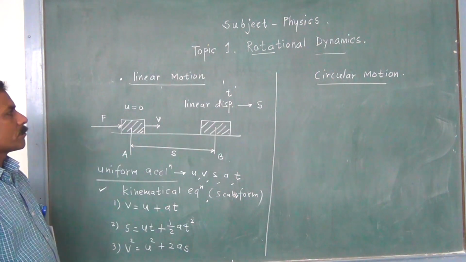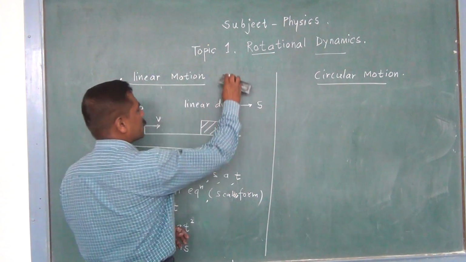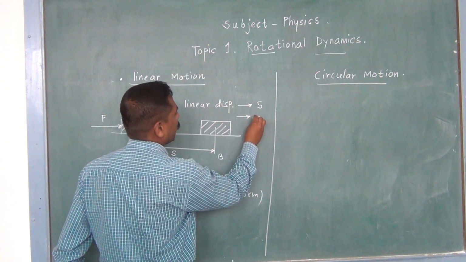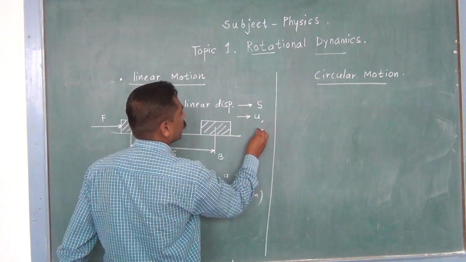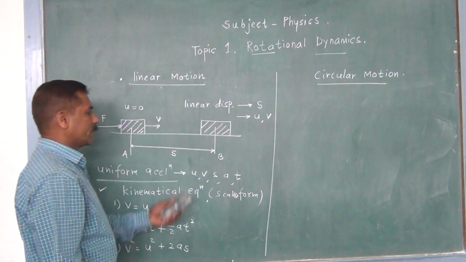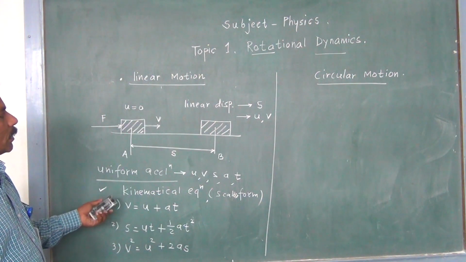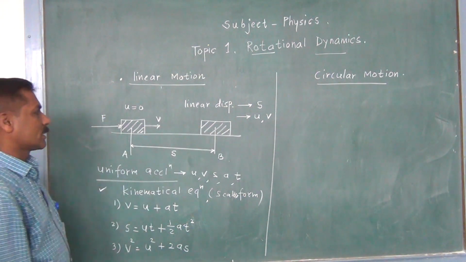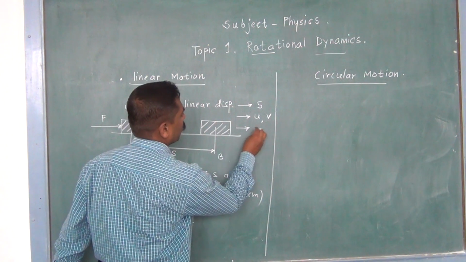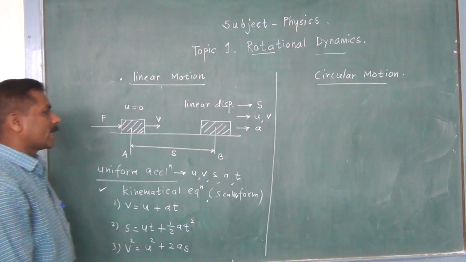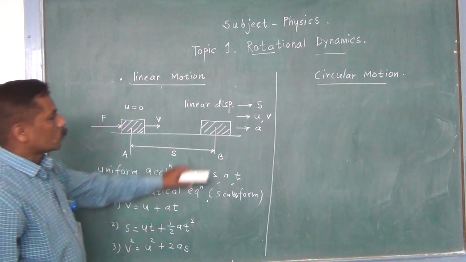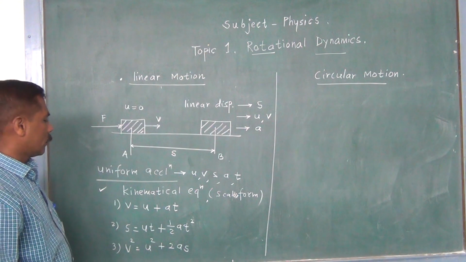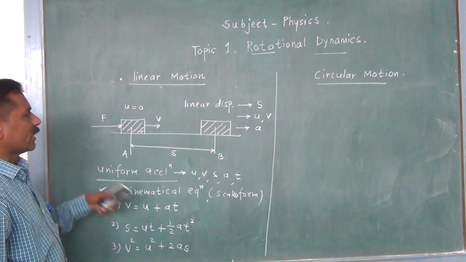So linear displacement is denoted with s. Secondly, linear velocity is denoted with u and v. We know u is called the initial linear velocity, and v is the final velocity. Thirdly, here we are going to use a, which is called the linear acceleration. So these are the symbols which are used in case of the linear motion. So these are the kinematical equations.